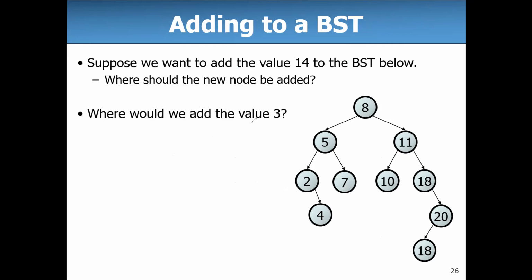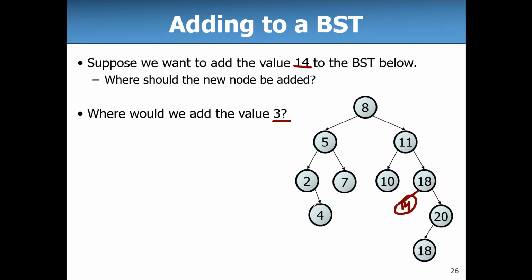Where would we add the value 3? Consider this is a binary search tree. First add 14. Where will 14 go in this binary search tree? 14 is greater than 8, right side. 14 is greater than 11, right side. 14 is less than 18, left side. Right?